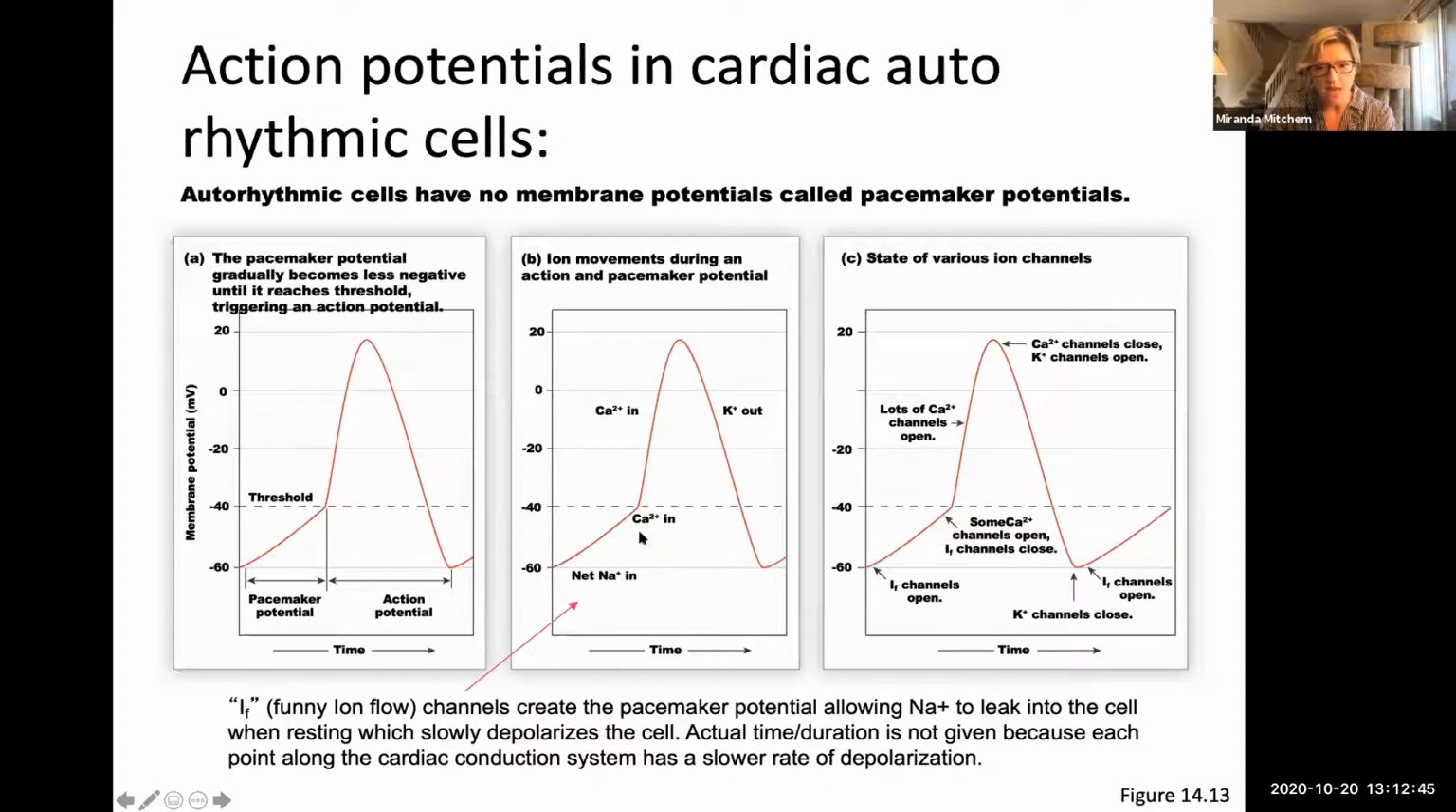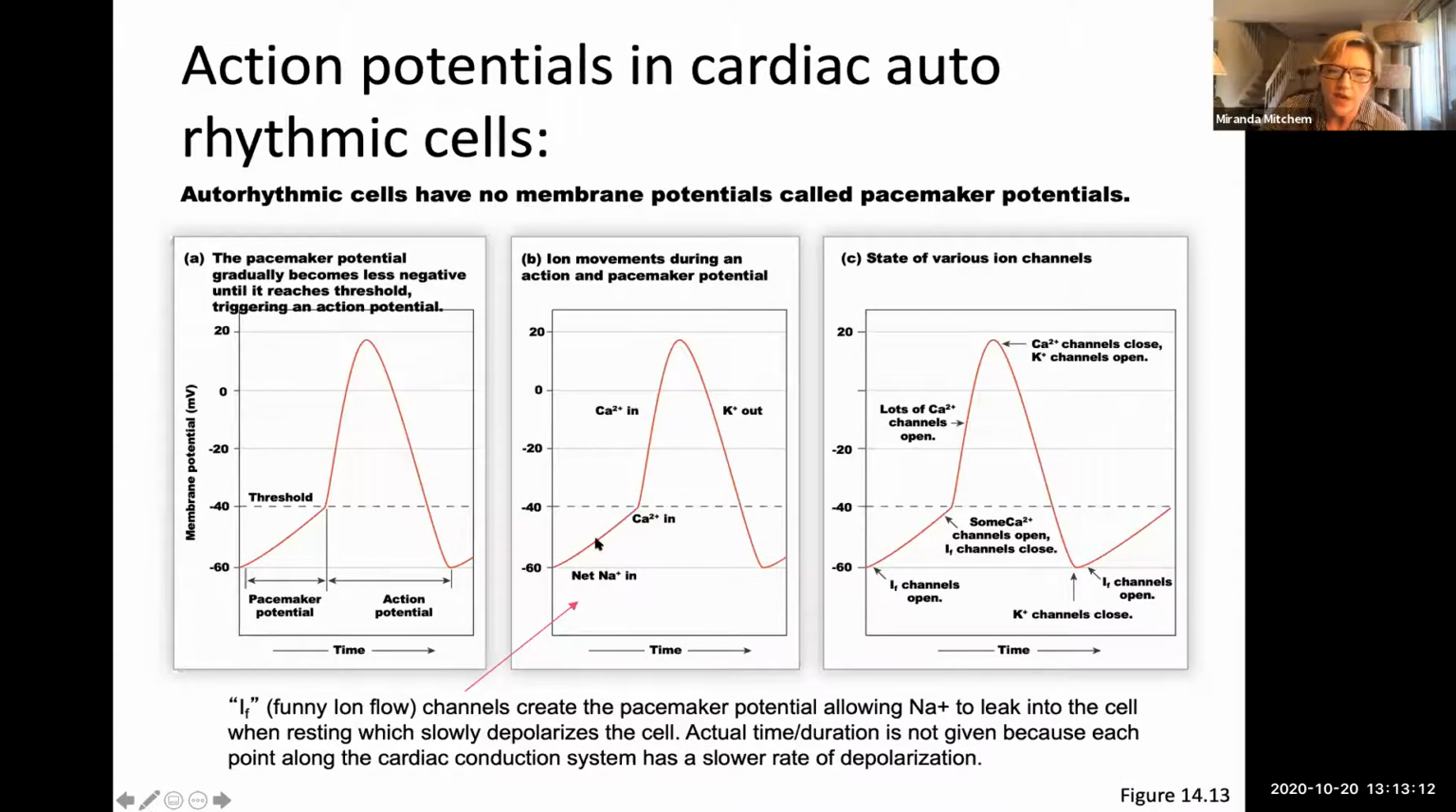Now let's look what's happening with the ions. So here we have a new channel here we haven't talked about. We have what are called these funny channels, IFs for ion funny channel. And yes, that is what they are named literally. That is what the pacemaker potential is all about, is tied into those funny channels.